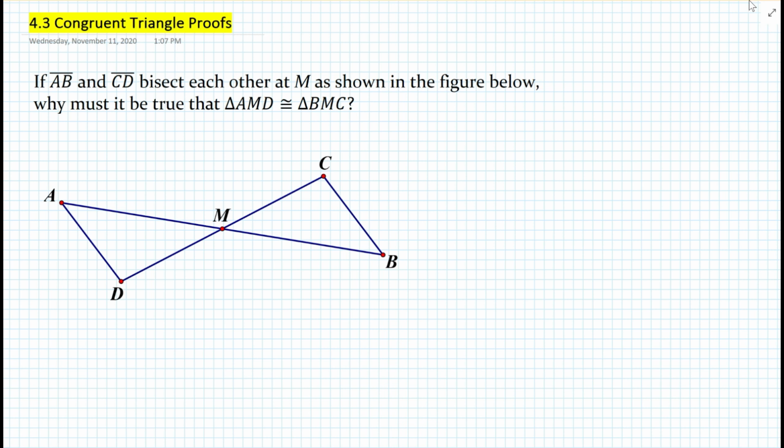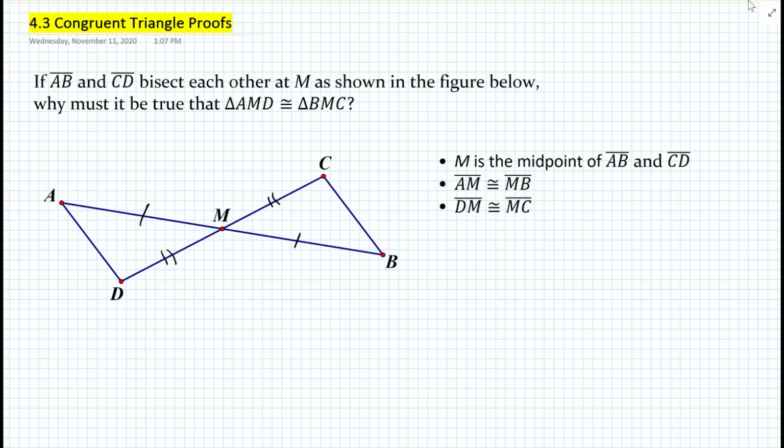Well, what can we say about the fact that segment AB and segment CD bisect each other at point M? In that case, we can say that point M is the midpoint of segment AB and segment CD, respectively. If M is the midpoint of those two segments, then we can also conclude that segment AM and MB must be congruent. And similarly, we can also say that segment DM and MC are congruent as well.